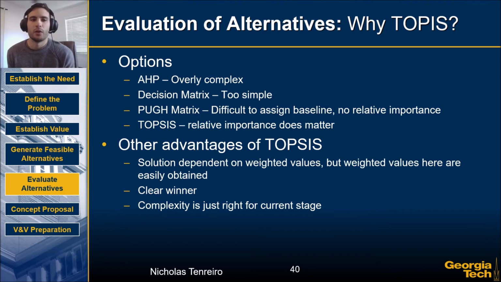It's very easy to know which propulsion mechanism will be faster and have a higher range. It's very simple to know, okay, aluminum is cheaper than composites, but it's clearly heavier and has other drawbacks as well, like heating compared to titanium. So TOPSIS outputs a clear winner for us, and the winner is based on weighted values that are quite easy to assign. And then finally, the complexity is just right for the current stage.